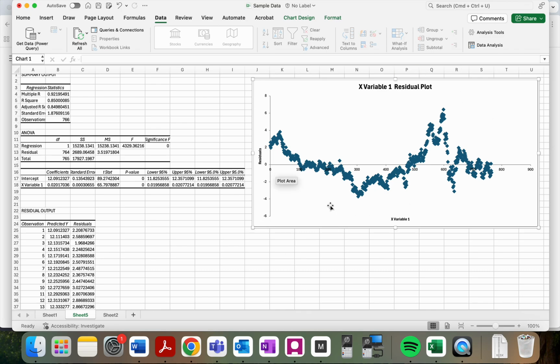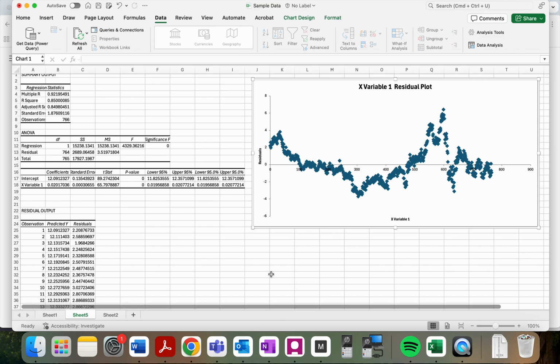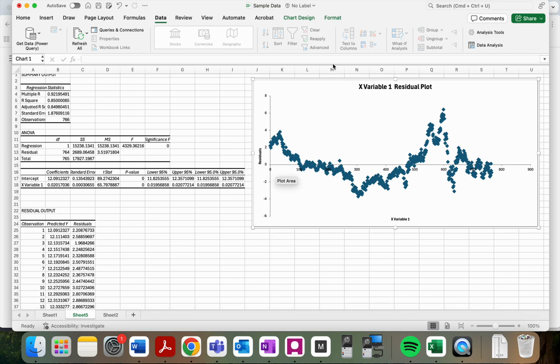So I would take a screenshot of this or copy this and put it into my paper and be able to describe what I see here, talking about how spread out they are, talking about that there's no pattern, so it makes sense that it's a linear regression. So that's our residual plots using Excel.